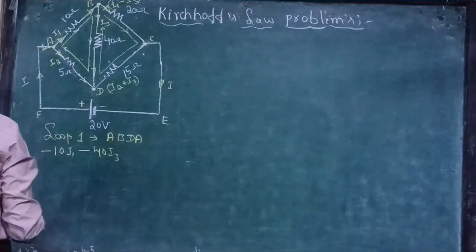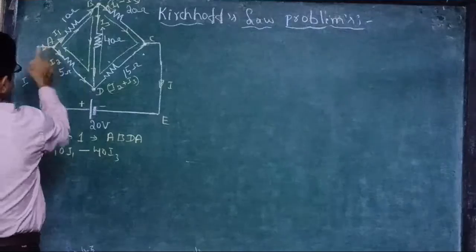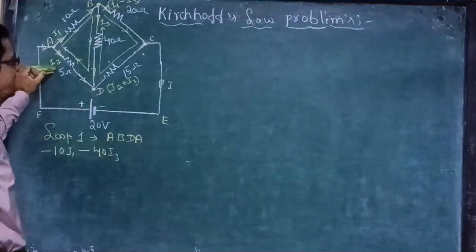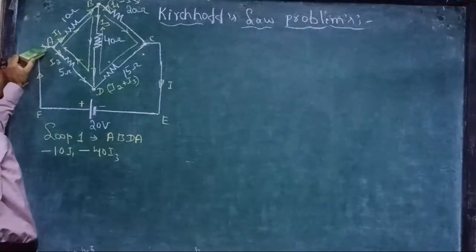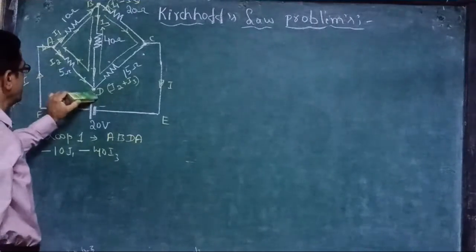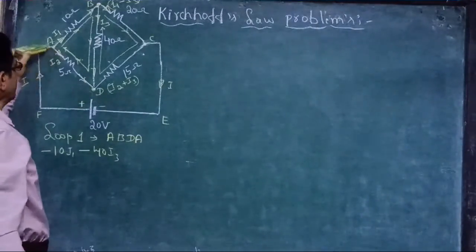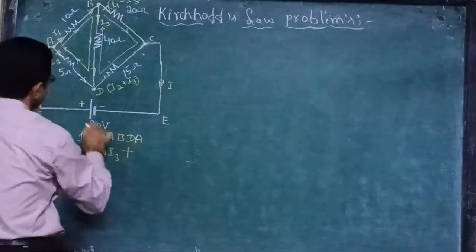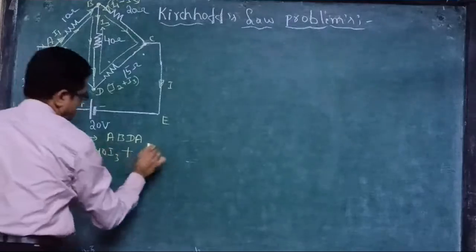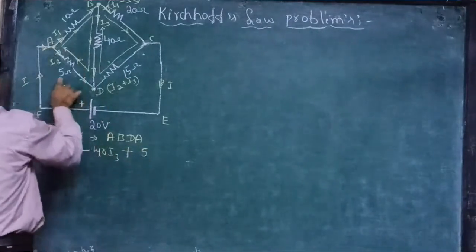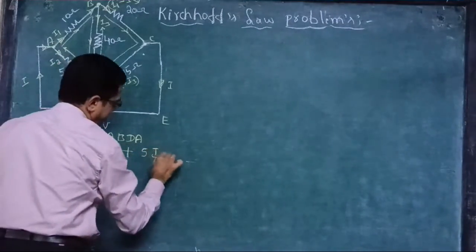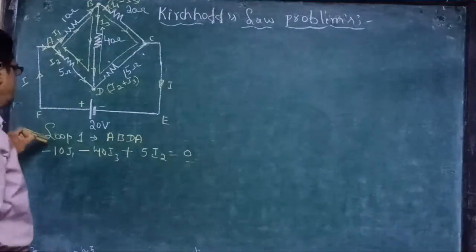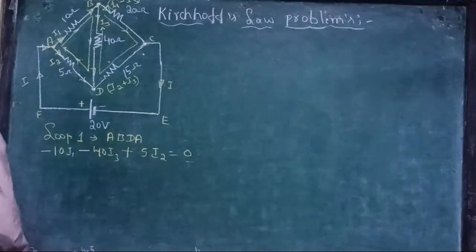Next we are going D to A. Here we are going opposite to the current direction. The current flows A to D, but we are going D to A, so we should take the positive sign. The resistance value is 5 ohm, so the current is I. The sum equals 0. So this is the equation for loop number 1.